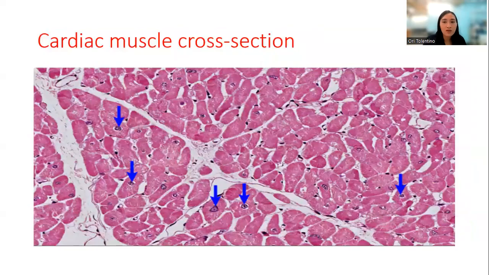This may look like a cross-section of skeletal muscle at first, but actually this is a tissue section of the heart. You can tell the difference because when you cut through the cardiac muscle in cross-section, you can see that they have one or two central nuclei. When you see central nuclei inside one cell or one muscle fiber, automatically think that this is not skeletal muscle. It is cardiac muscle.